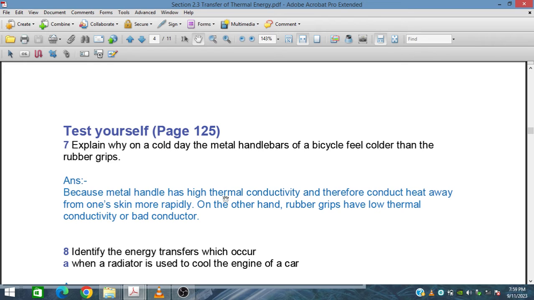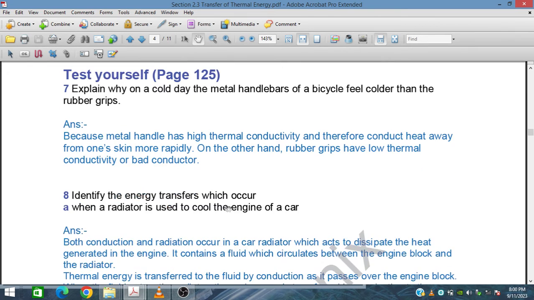So it feels colder. On the other hand, the rubber grips have low thermal conductivity, or are a bad conductor, so they do not take away the heat energy from our skin. So that's why we do not feel colder on the rubber grips.